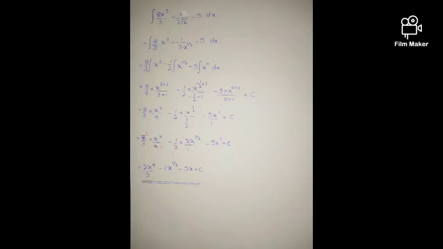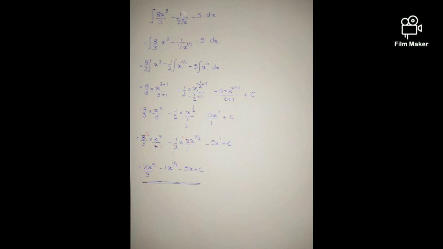Now the question. The question is to integrate 8x to the power 3 over 3 minus 1 over 2 times the square root of x minus 5 dx. Initially, we need to know how to isolate the constants. From the first term, 8x to the power 3 over 3, we can isolate 8 over 3 and write 8 over 3 times x to the power 3. From the second term, minus 1 over 2 times the square root of x, you can isolate 1 over 2 and write it as 1 over 2 times 1 over x to the power half. And the next term is just a constant, minus 5.